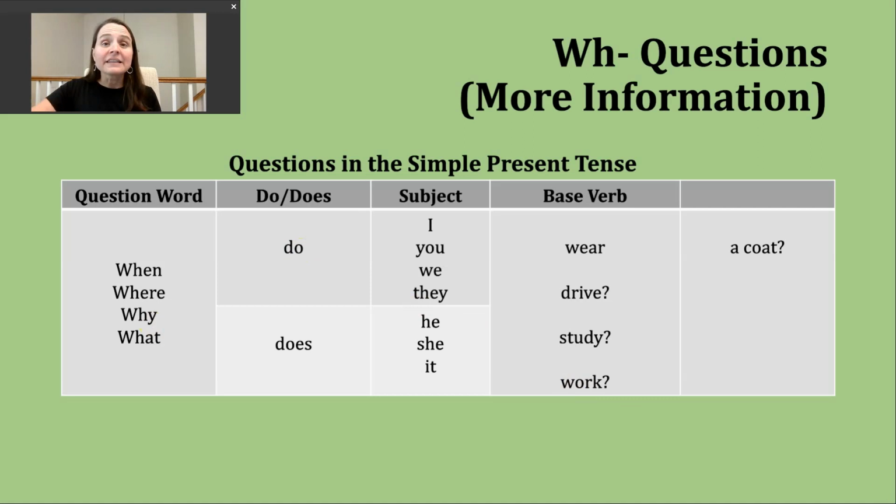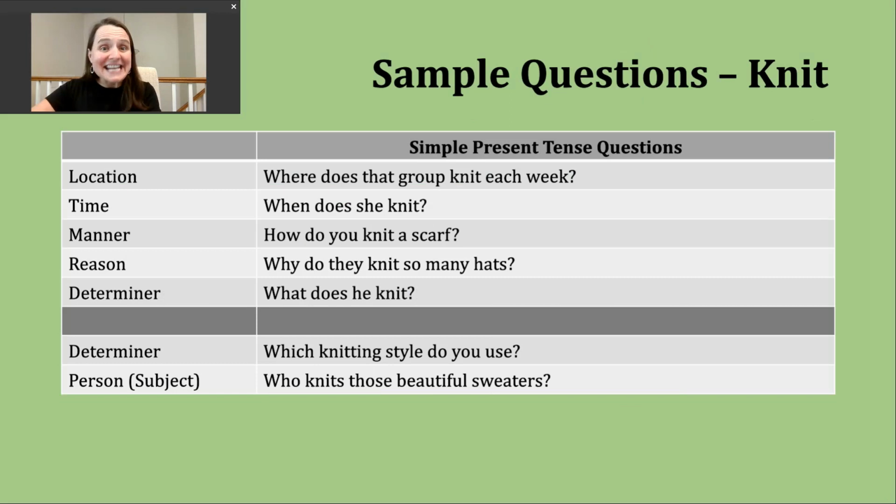And so now let's continue, excuse me, using our verb of the day, knit, and we're going to make a variety of questions in the simple present. We're going to start by asking a question about a location or a place. Okay, so let's take a look. I have the example here. Where, that's my question word that ties to place or location.